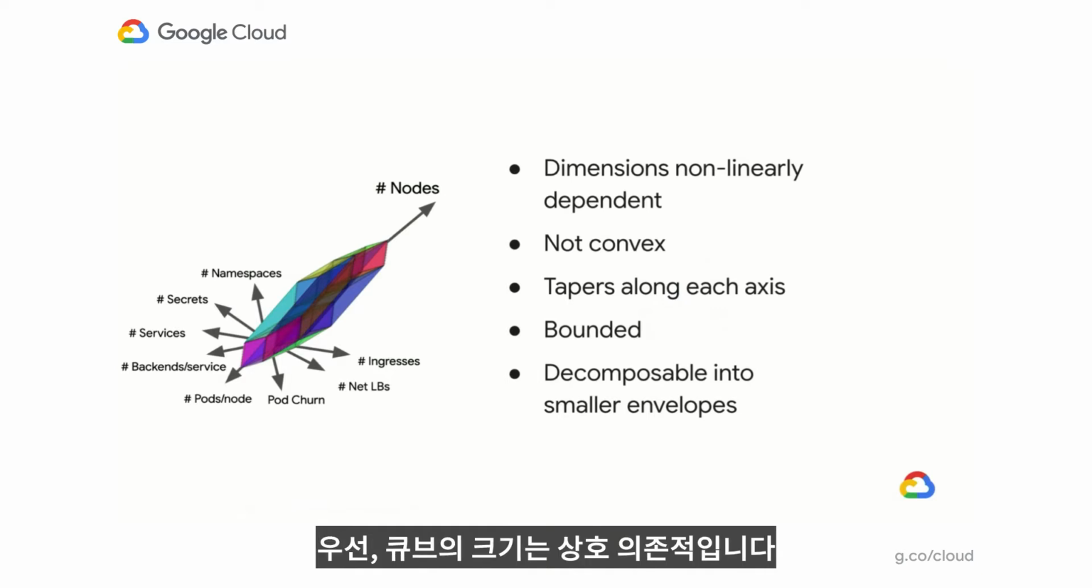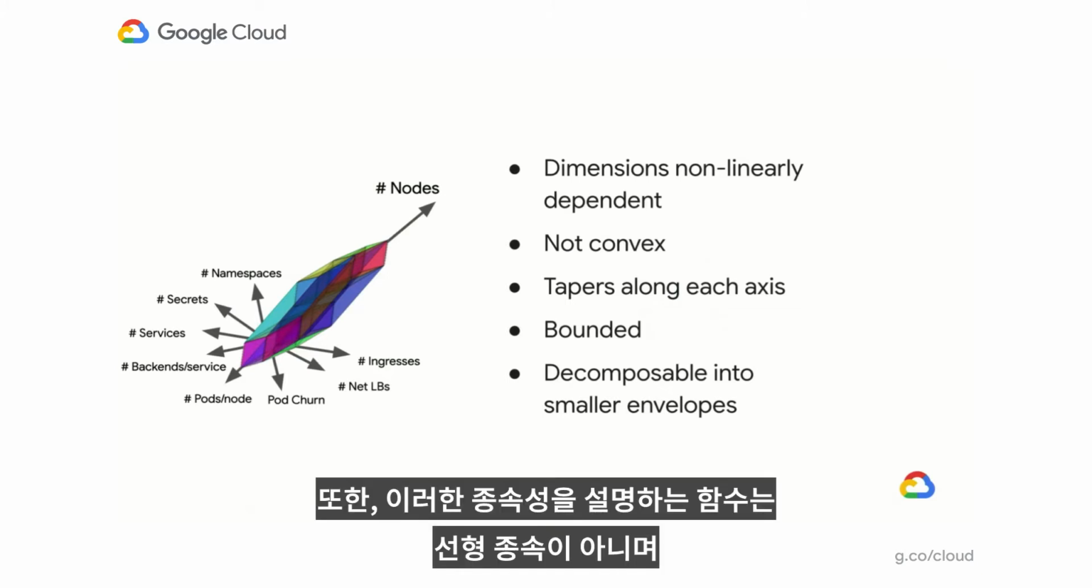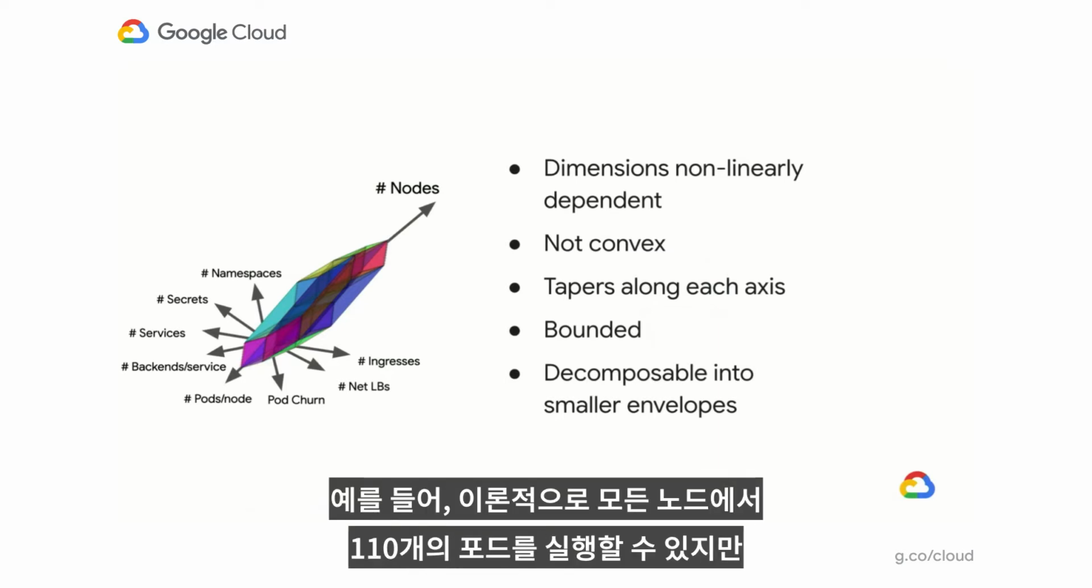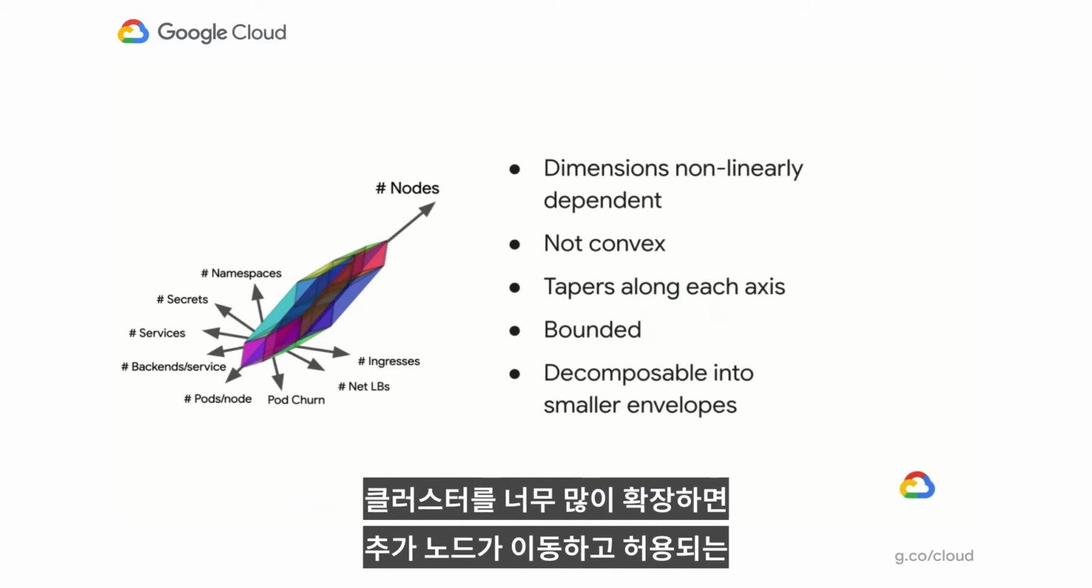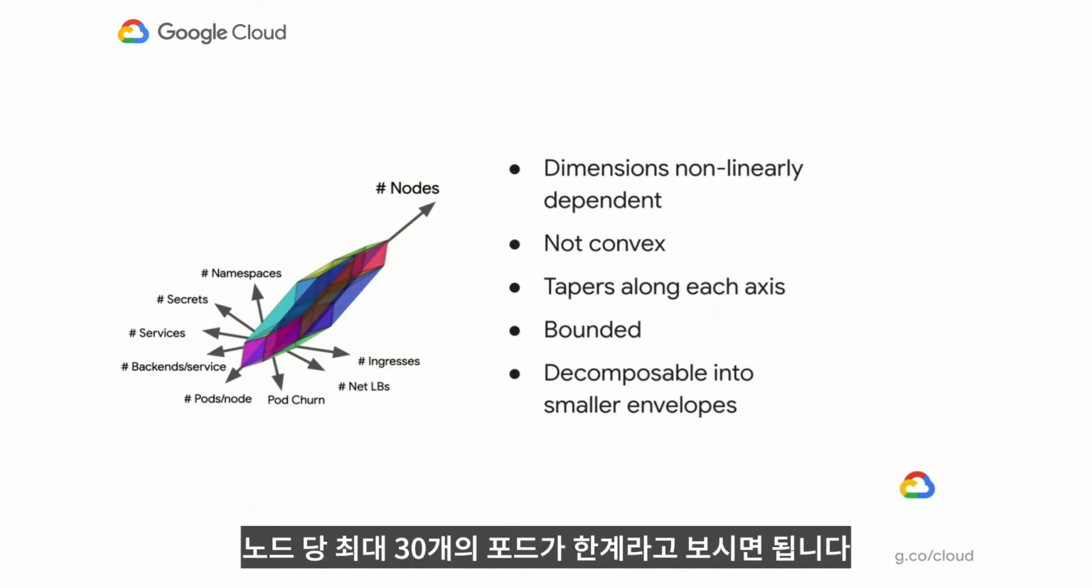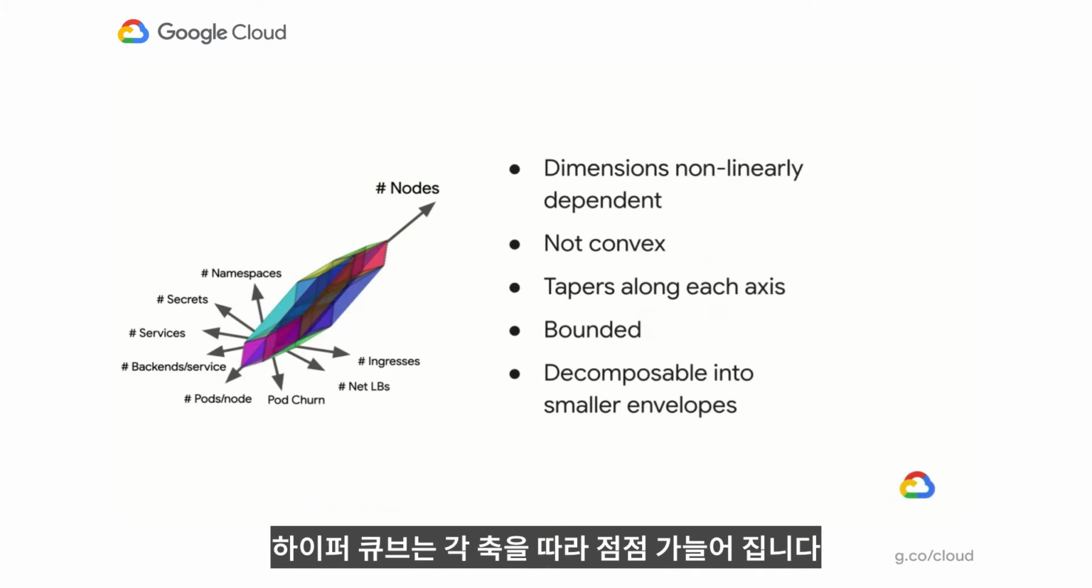First of all, the dimensions of that cube depend on one another. Moreover, the functions that describe those dependencies are not linear and frequently also not convex. For example, you can theoretically run 110 pods on every node, but if you grow your cluster too much, then with additional nodes, the acceptable pod density will very quickly go down, and with large clusters, you will not be able to go above 30 pods per node. The envelope tapers along each axis, which means that if you excessively use a particular resource on your cluster, then you will get much less freedom on all of the other dimensions with your workloads.